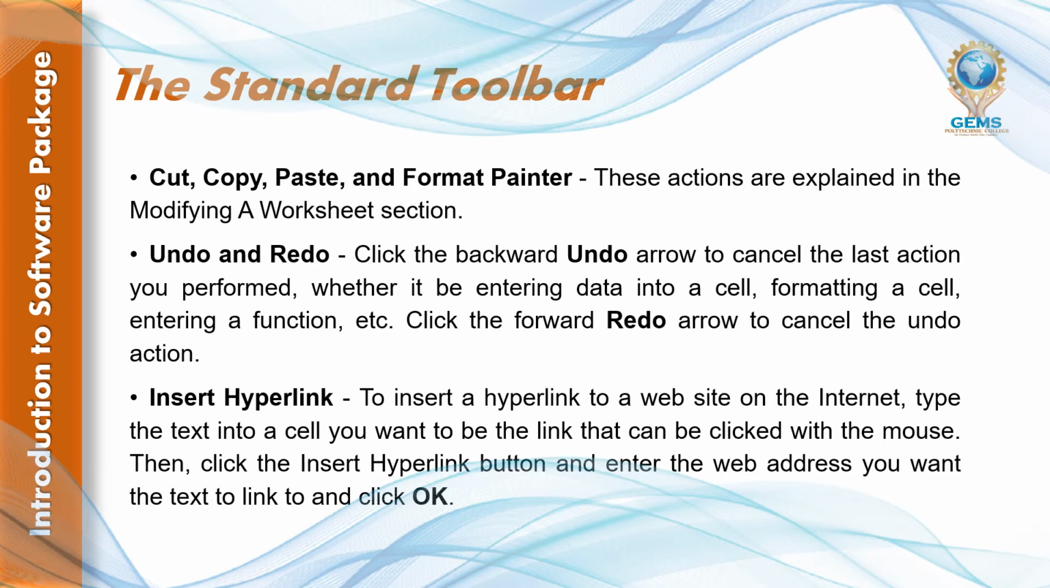Next one, insert hyperlink. This inserts a hyperlink to a website on the internet, that is web-based linking. Type the text into a cell that you want to be the link that can be clicked on with the mouse. Then click the insert hyperlink button, enter the web address you want to link to, and click OK.